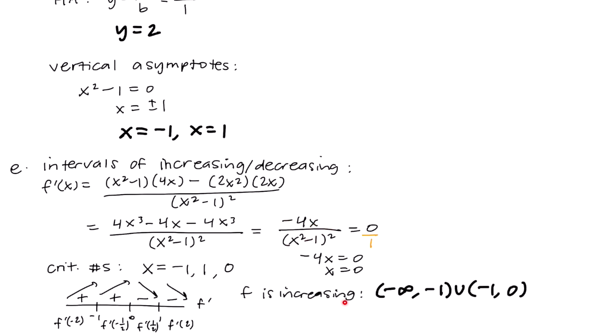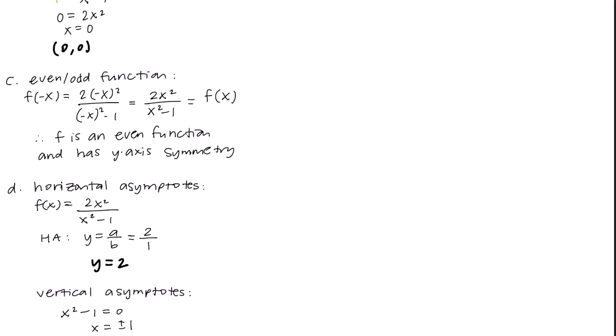So we get that f is increasing from negative infinity to negative 1 and also from negative 1 to 0. And we get that f is decreasing from 0 to 1 and also from 1 to infinity. Next, we're going to look at local max and min values on f.